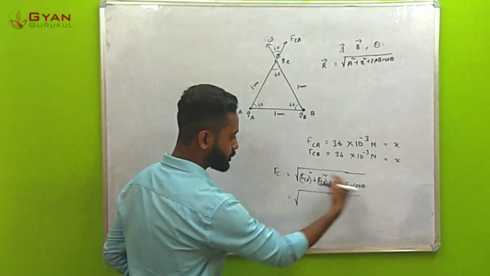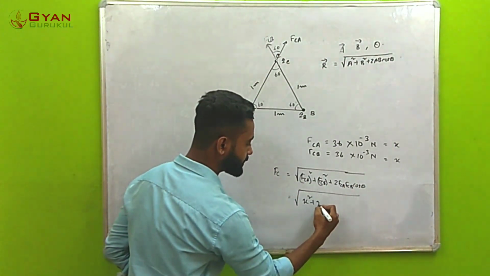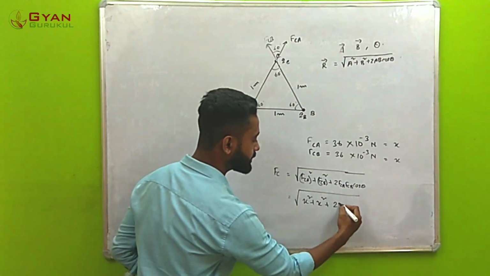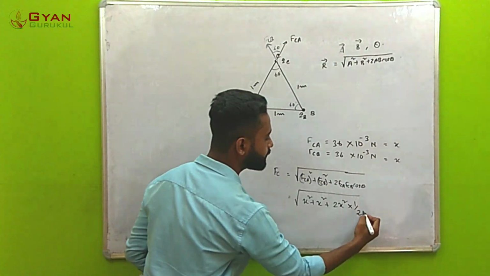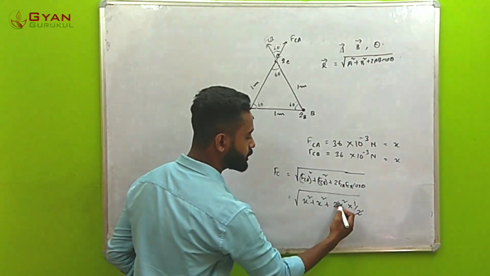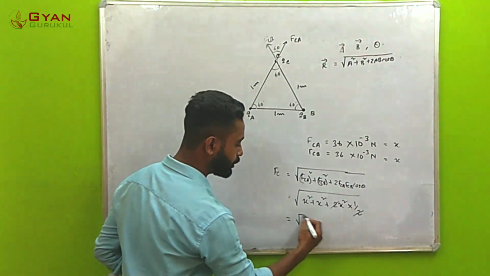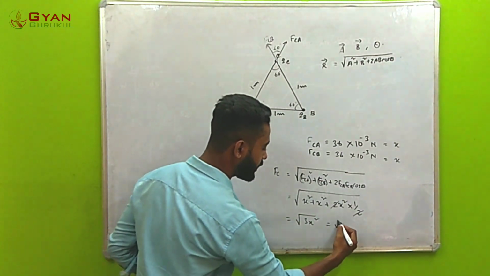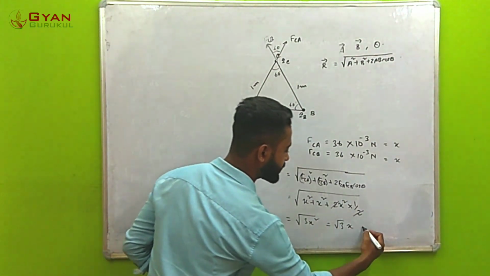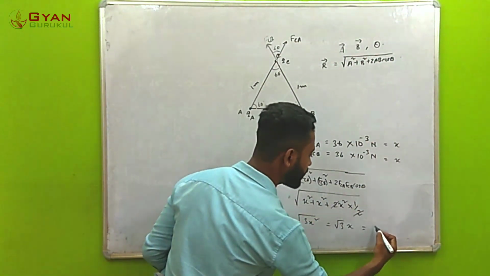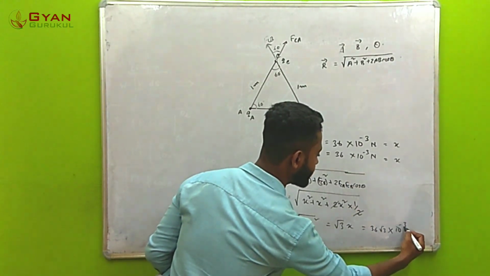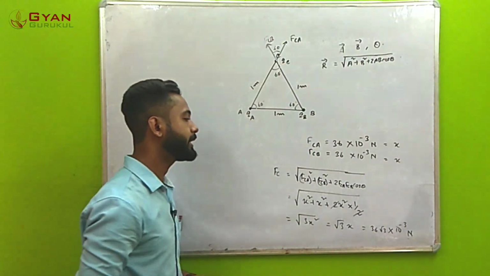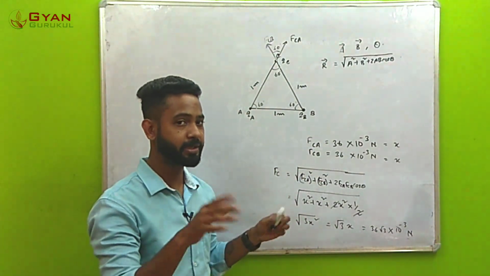Now let me take this as x. So this equation would look like x squared plus x squared plus 2 into x squared cos of 60 degrees. Cos of 60 degrees is nothing but half, so this will cancel out. So this will be the square root of 3x squared, which is root 3 x. Now you can substitute the value of x from here. So this would be 36 root 3 into 10 to the power minus 3 Newton. This is the total force experienced by the charge.